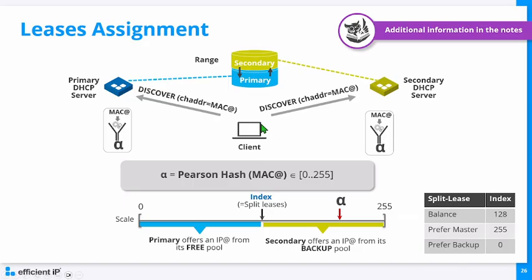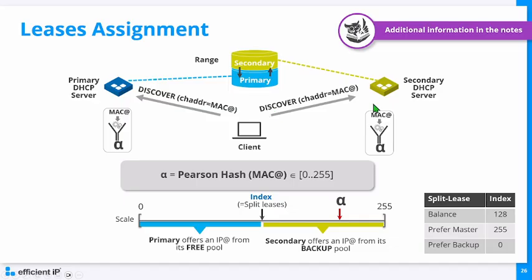Okay, so when the client broadcasts a discovery message, both the primary and the secondary DHCP server will receive it. Then who will offer? It depends on the MAC address of the client. When the client sends the discover message, it includes its MAC address in the layer 2 header. You have a source MAC address and a destination MAC address. The destination MAC address is the broadcast address.